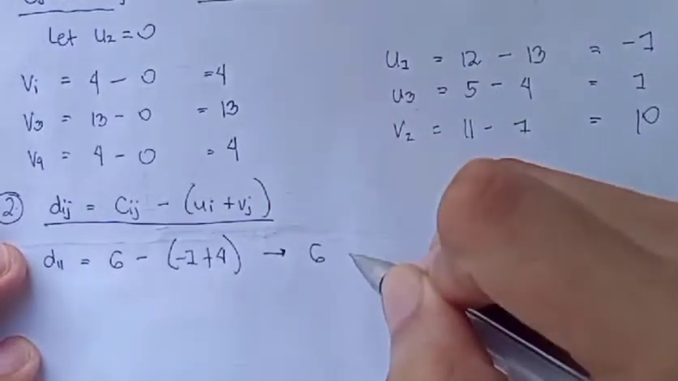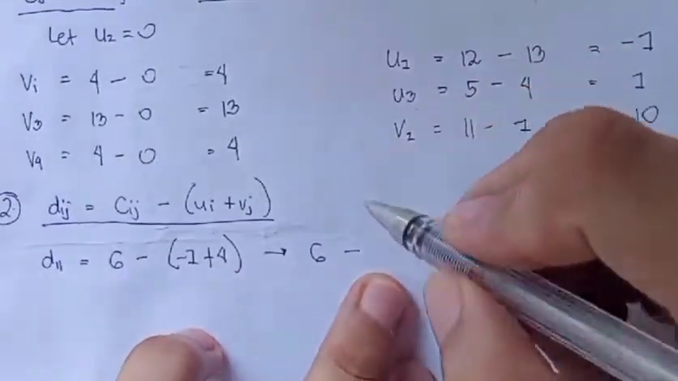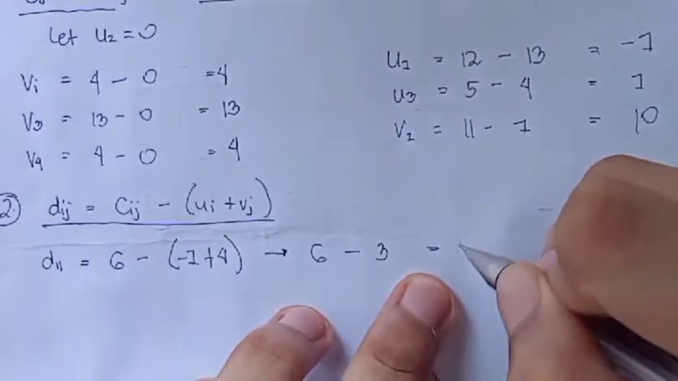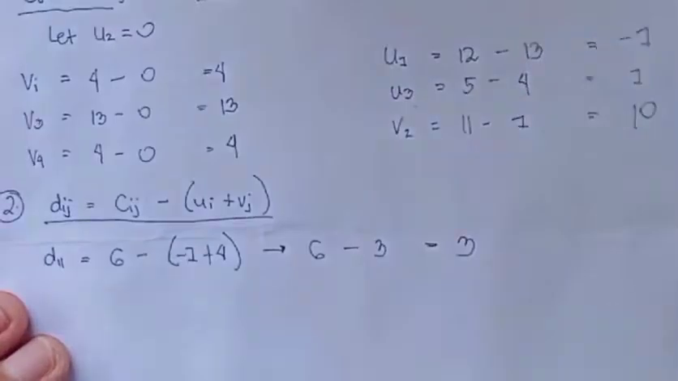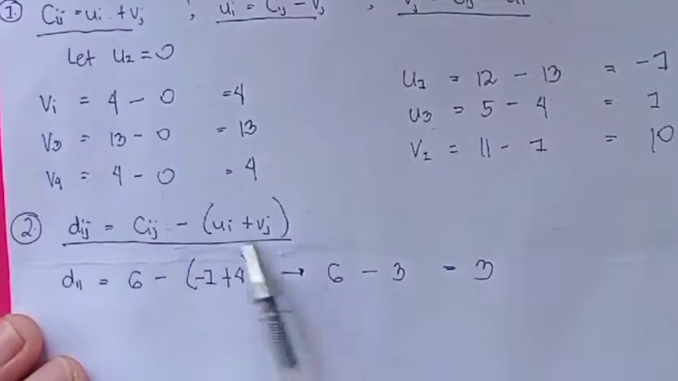So 6 minus negative 1 plus 4, we have 3. So 6 minus 3 is equal to 3. So same procedure for all unoccupied cells using this formula.